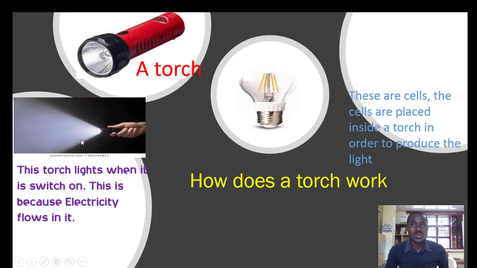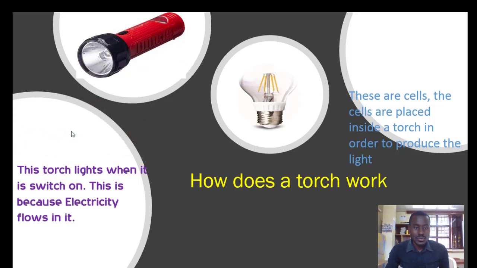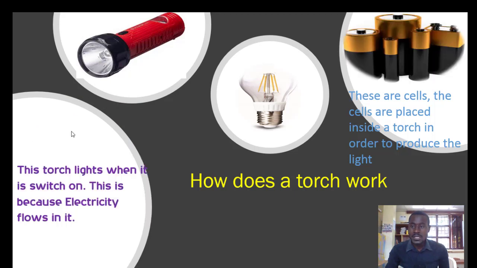If you look down here, this torch is lighting. It's not lighting because of its own energy, but because of the electricity that comes from the dry cell. This is the dry cell that we are talking about. The electricity comes from the dry cell, flows within it and then goes to the bulb, which gives us light. Okay, look at it. That torch is lighting. Wow, it's gone. Just up here, you're able to see dry cells. The dry cells in the picture look the same as my dry cells.